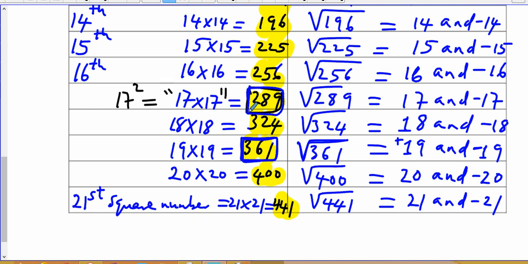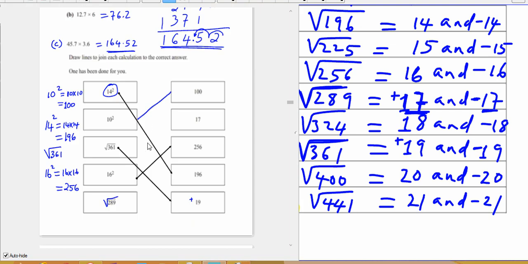289 is a square number. But the question is, what is the square root of 289? Now, there are 2 answers. They are the same in size, but different in sign. One is positive, another one is negative, but they are the same numbers. 17, 17, but they differ in sign. Okay, let us see if one of the numbers is in the list.